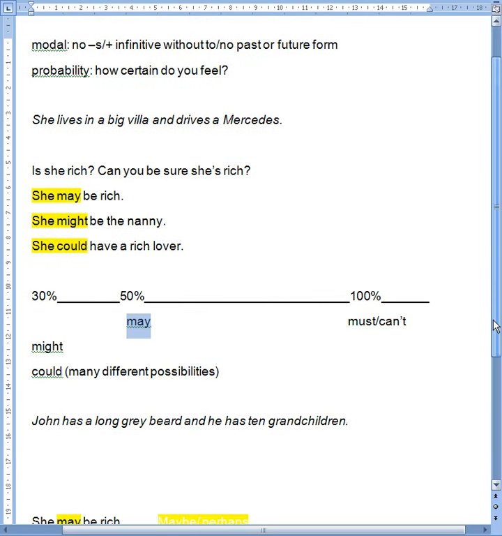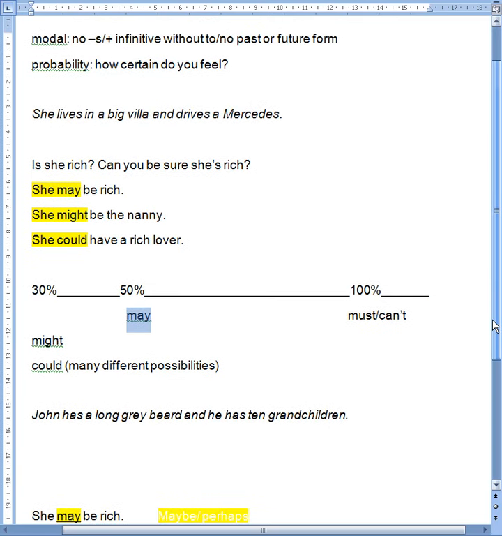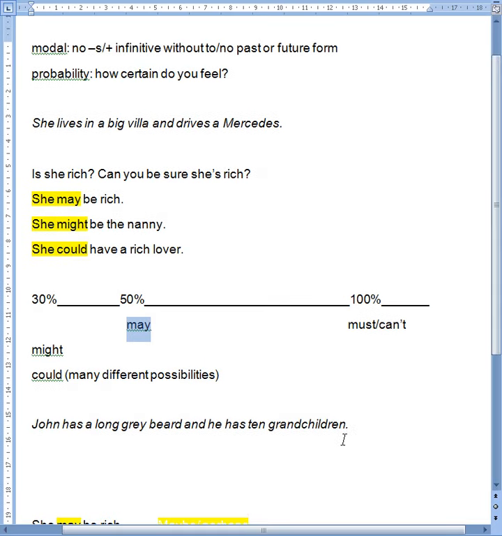Another example, John has a long grey beard and he has 10 grandchildren. What can we say about John's age? Well, we could say he must be in his 70s. We feel certain that he is in his 70s because of his beard and his grandchildren.